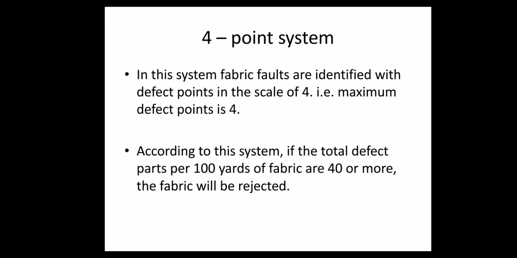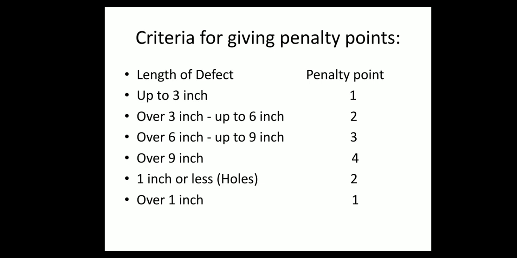4-point system. In this system, fabric faults are identified with defect points in the scale of 4. That means the maximum defect points is 4. According to this system, if the total defect points per 100 yards of fabric are 40 or more, the fabric will be rejected. Criteria for giving penalty points.